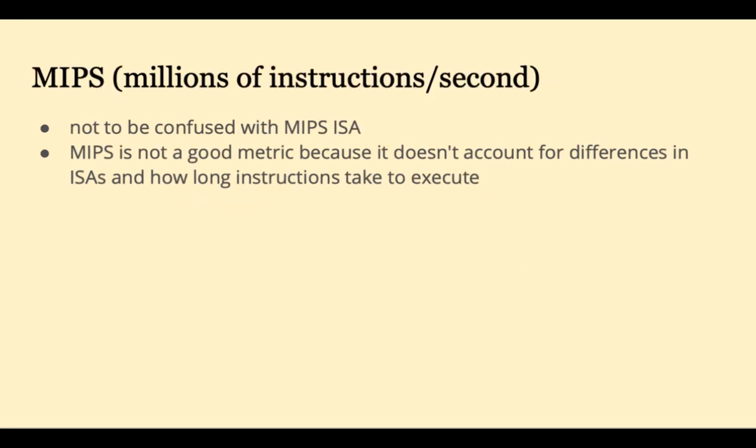There's another metric that you sometimes still see on manufacturers' websites called MIPS. This has nothing to do with our MIPS. It's a metric that means millions of instructions per second. As our book points out, MIPS is not a good metric because it doesn't account for differences in instruction set architectures and how long instructions take to execute. For example, RISC architectures like ARM and MIPS will execute many more instructions quite a bit faster than CISC architectures like the x86. So this metric is meaningless.